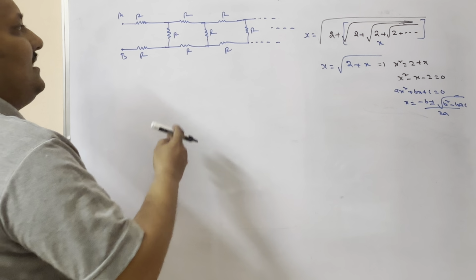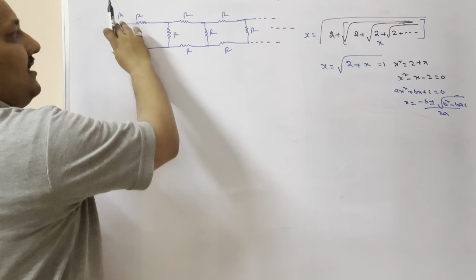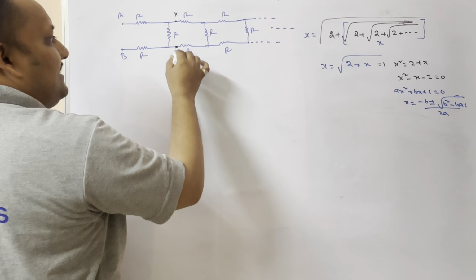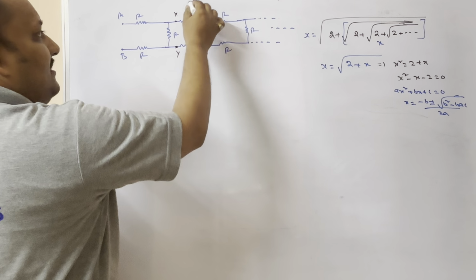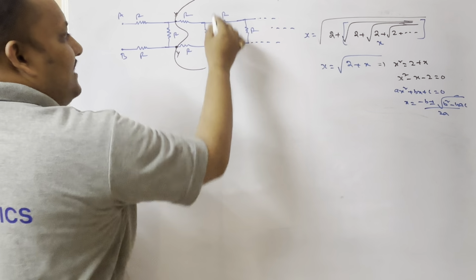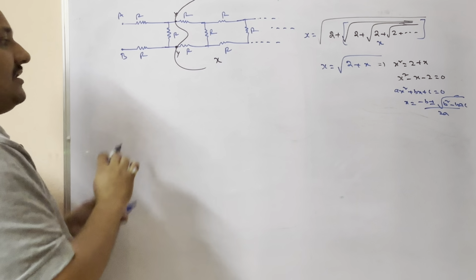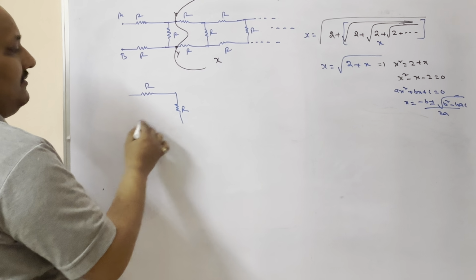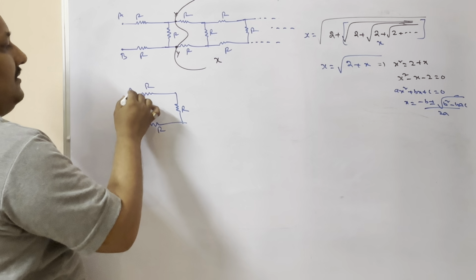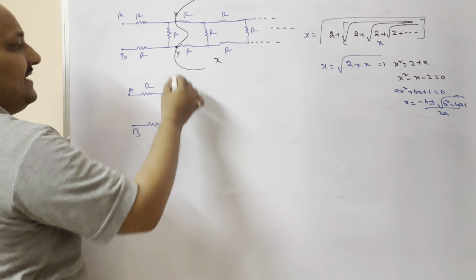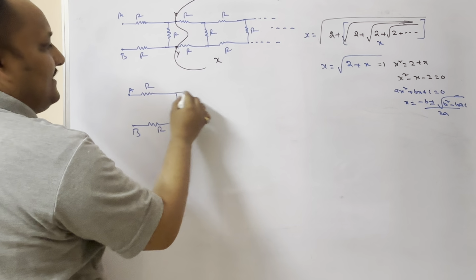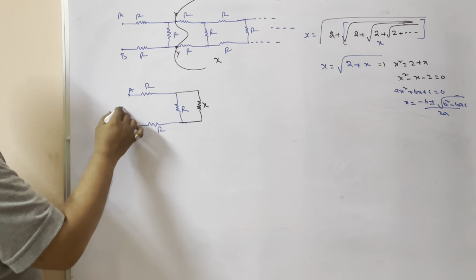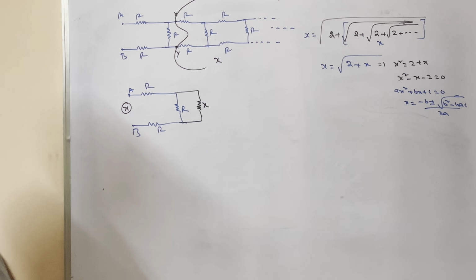Same like that, here we will assume. From A to B, how much infinite ladder is there? From here also, I am taking x and y. So this x and y also will be the same. The entire thing I am taking as x. Now redraw the circuit. This is R, A, B. So between x and y, which one am I taking as x? This is the x. Between A and B also, you have to take it as x.